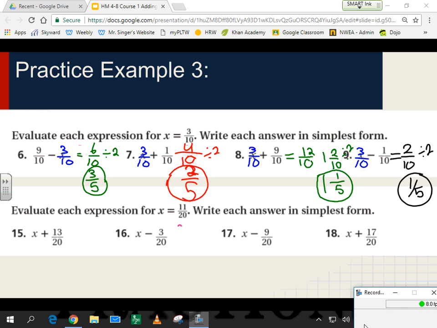So here are the answers you should have had. For number 6, you would have gotten 6/10, but to put it in the simplest form, you divide both the numerator and denominator by 2, you get 3/5. For number 7, you would have gotten 4/10. Savannah did that work. She divided both 4 and 10 by 2 because they're even, and she got 2/5.